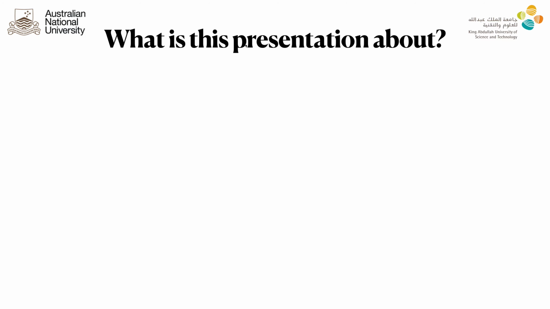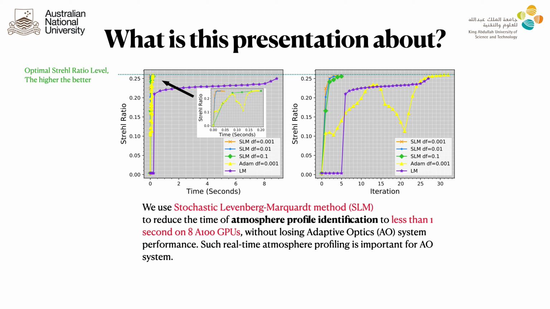So what's this presentation about? In short, I will present this figure and say we use the stochastic LM method, which we call SLM, to reduce the time of atmosphere profile identification to less than 1 second on 8 A100 GPUs without losing the adaptive optics system performance. This real-time atmosphere profiling is important for the AO system.